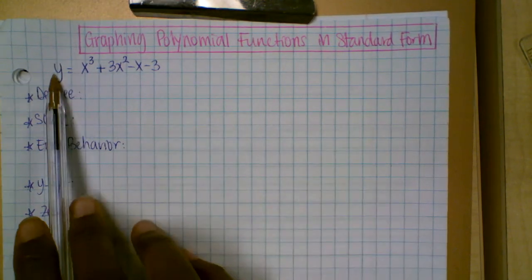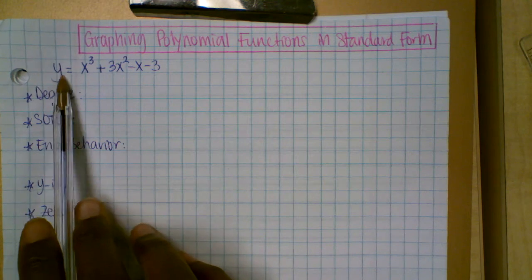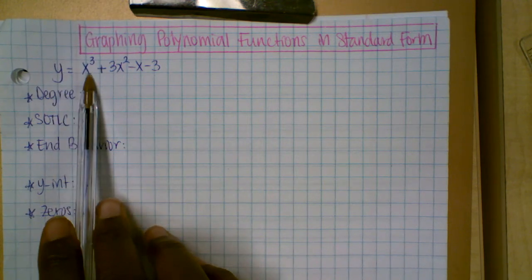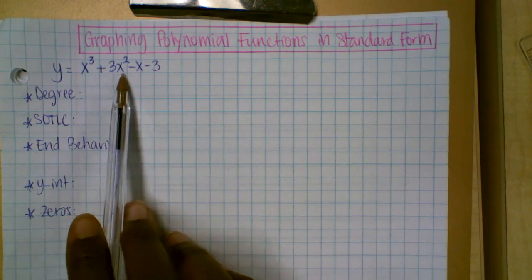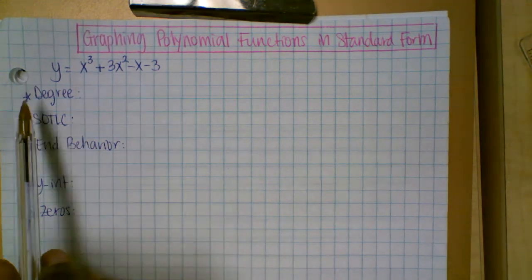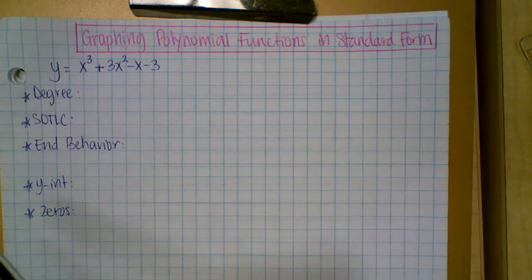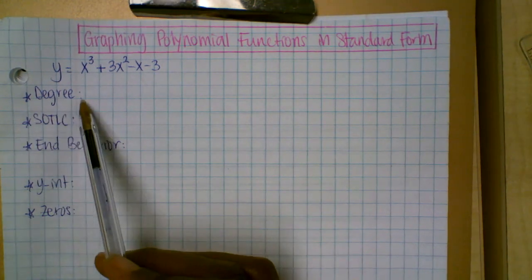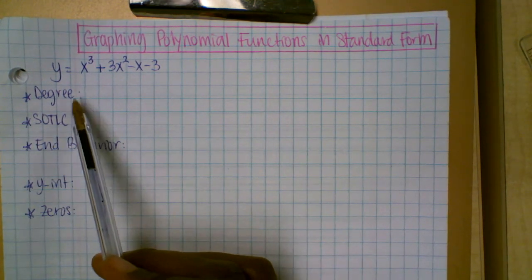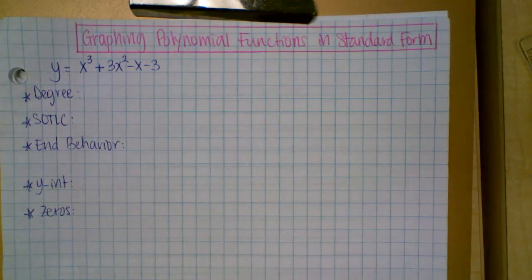In this video, I'm going to show you how to graph polynomial functions in standard form. This is the polynomial function we're going to use: y equals x cubed plus 3x squared minus x minus 3. The key features are listed below, and I'm going to add more as we continue. The first one: you need to identify the degree. Degree represents the highest exponent.